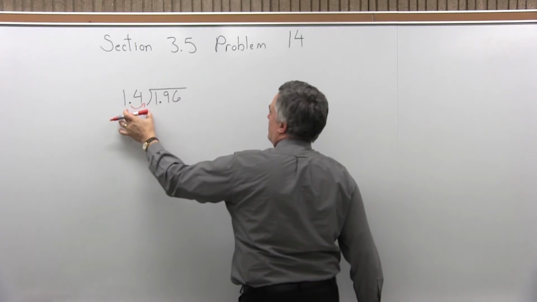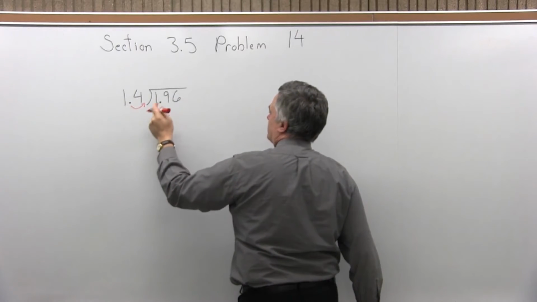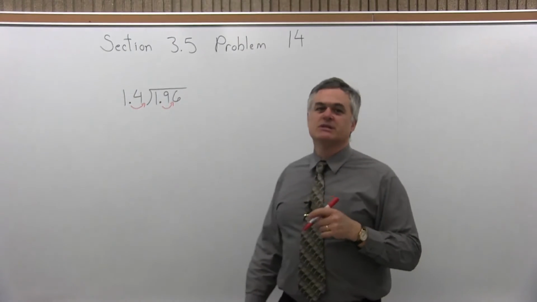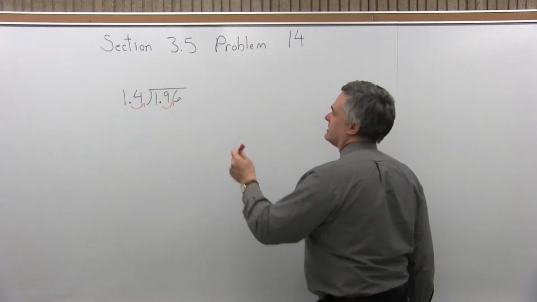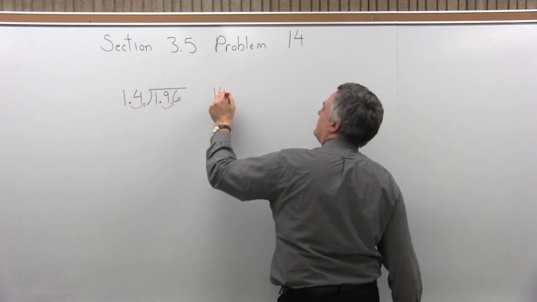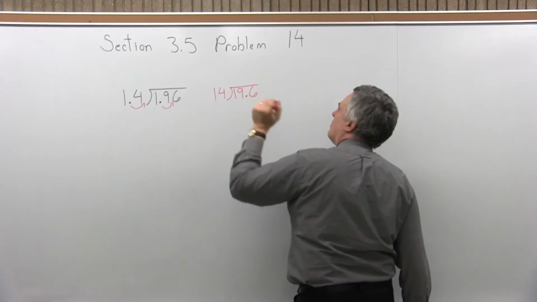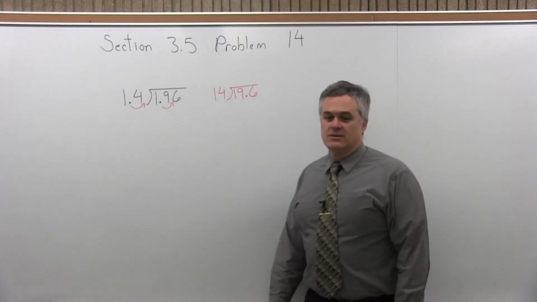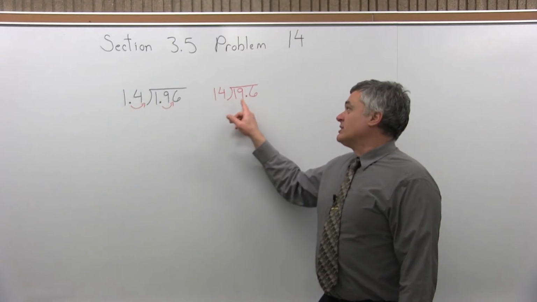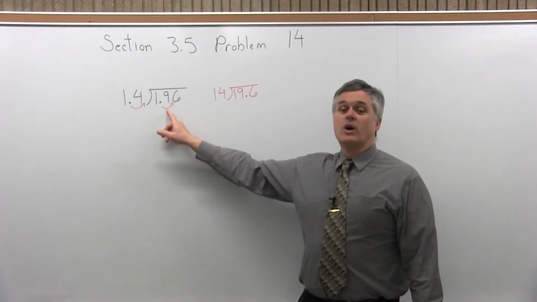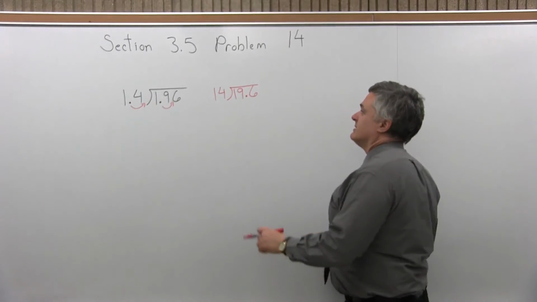So if you move the decimal one place for the number outside the division symbol, the number under the division symbol must move the same number of places, for this particular problem one place. So it becomes 14 divides into 19.6. So the answer for 14 divides into 1.96 is the same answer as 1.4 divides into 1.96.